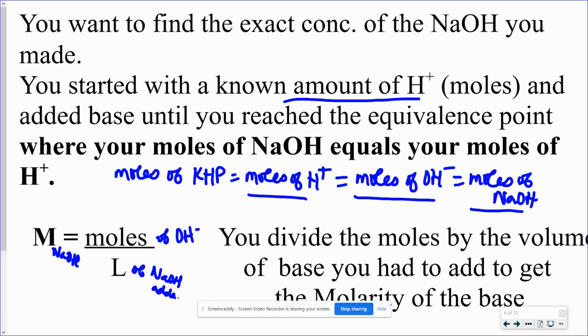from the burette, and that's going to give you your molarity. Make sure you put your volume in liters, not in milliliters that you wrote down. Okay, it has to be in liters.